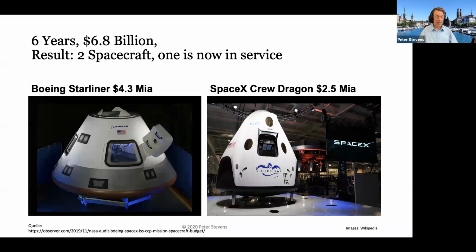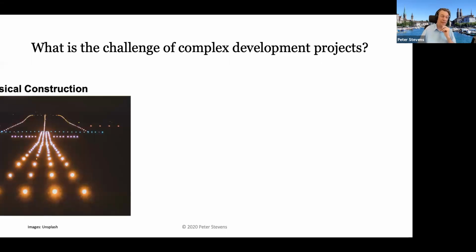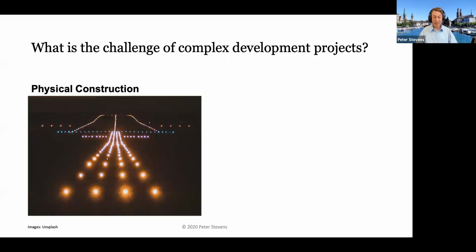Okay, so let's come back to perhaps more down-to-earth problems and projects. What is the challenge of complex projects? Maybe what's special about complexity? Well, let's look at classical construction projects, physical things, okay, like a runway. And the thing about a runway is before we ask for that runway to be built, we can know pretty much everything about the runway.